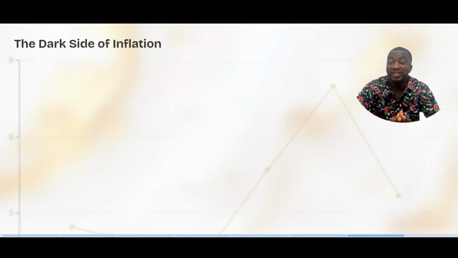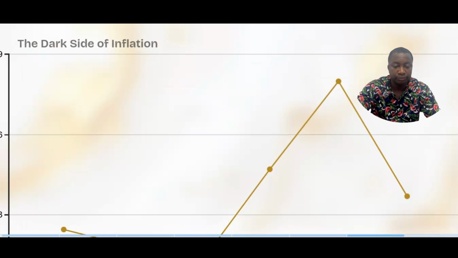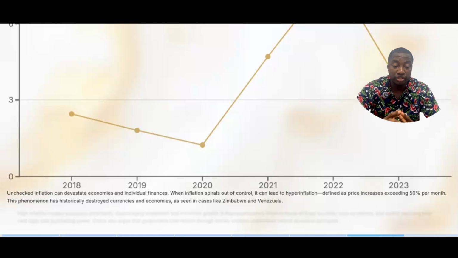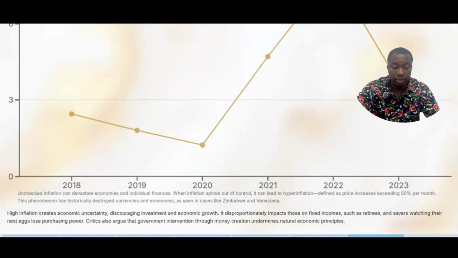Okay, so now let's talk about the dark side of inflation. If inflation is unchecked, it can devastate economies and individual finances. When inflation spirals out of control, it can lead to hyperinflation. Hyperinflation is when prices increase in excess of 50% each month. This has historically destroyed currencies and economies, for example in Venezuela and Zimbabwe.